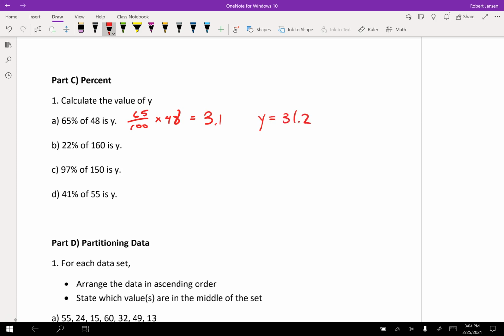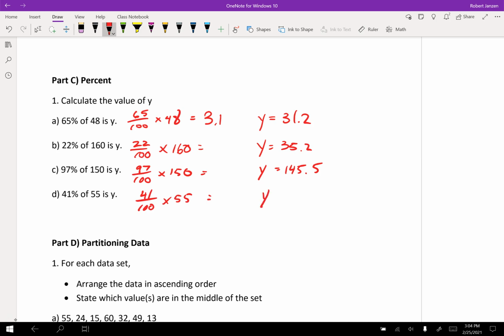Next one, we'll do it the same way. 22 divided by 100 times 160. And in this case, y is 35.2. 97 out of 100 times 150. In this case, y is 145.5. And the last one, 41 out of 100 times 55. So y is 22.55.